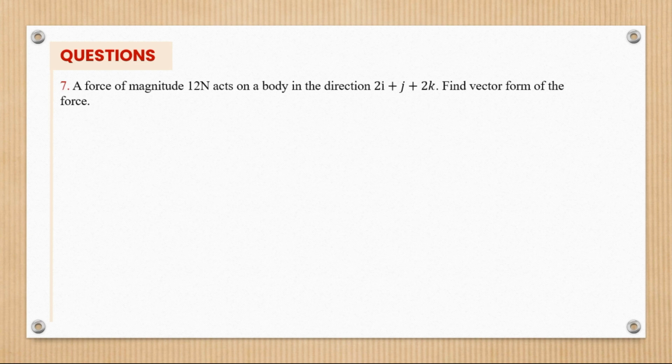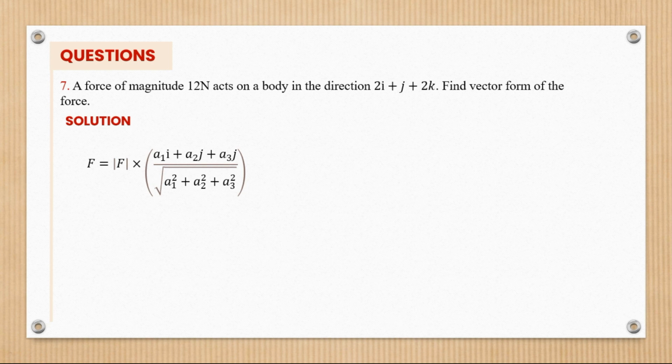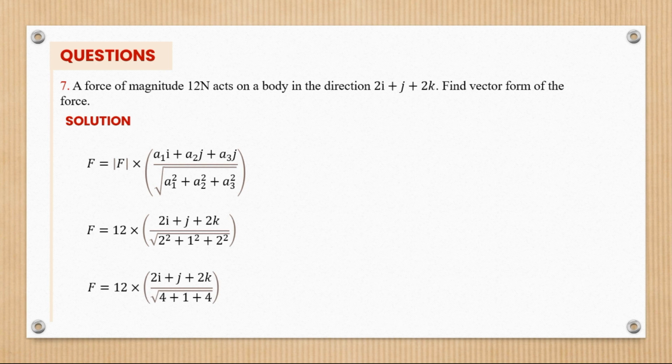In question 7, we were being told that a force of magnitude 12 newtons acts on a body in the direction 2i plus j plus 2k. Find the vector form of the force. So this is similar to those that we've just been doing prior. We'll have the force being equal to the magnitude of the force times the unit vector of the direction. So we're going to have F being equal to 12 times 2i plus j plus 2k over root of 2 squared plus 1 squared plus 2 squared, which I'll have this way.